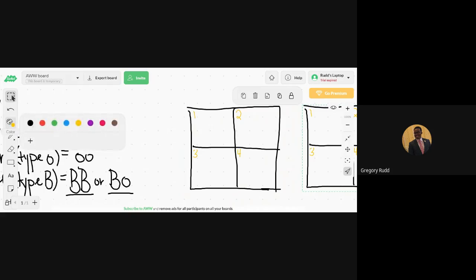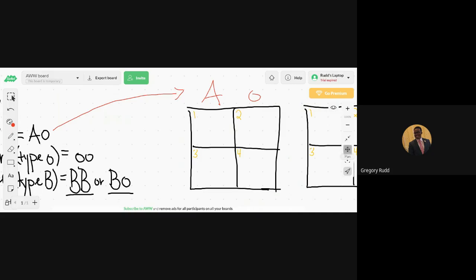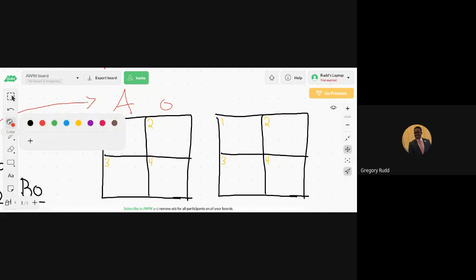So let's put Cardi B on top. So we'll put AO on the top of both Punnett squares. But we know that Future's blood types could be both BB and BO. So let's start with this Punnett square over here.